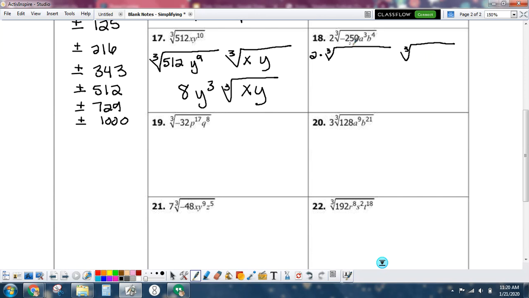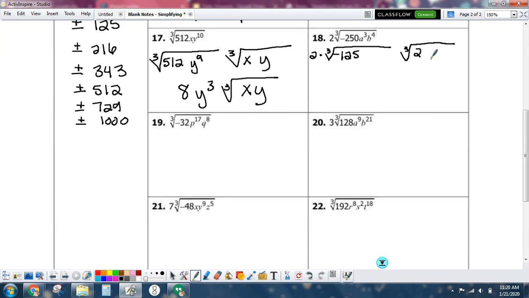So whatever my negative number is going to be, it's the first number, and my positive number is going to be the second. So I know that 125 times 2 gets me to 250. But since this is negative, I'm going to use a negative 125 and then a positive 2. Okay, so then I'm going to figure out how my variables go.